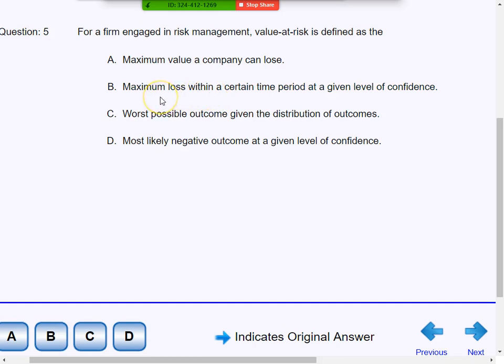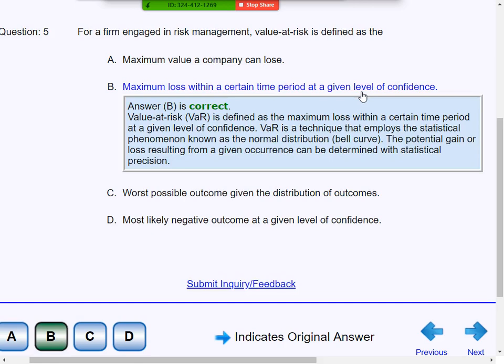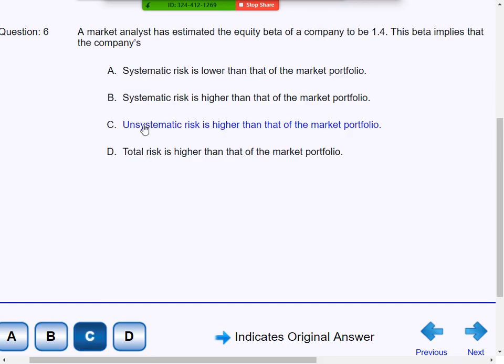It's a way of statistically calculating maximum loss or gain within a certain time period at a certain given level of confidence, and that's what you need to know. And it's applied to determine the maximum and minimum loss or gain, cash maximum and minimum, or the net present value maximum and minimum with a certain level of confidence. That's what you need to know about value at risk.